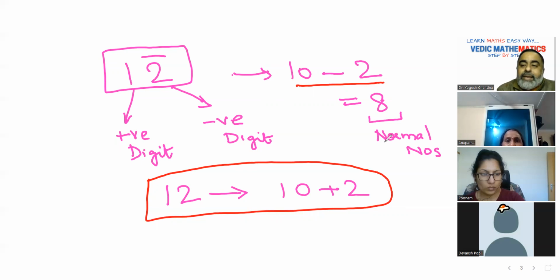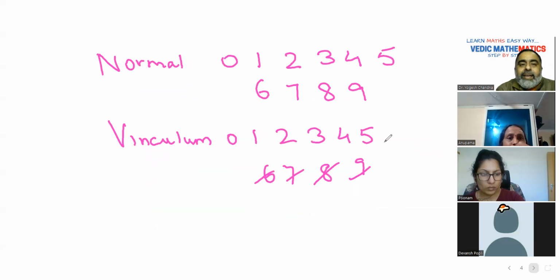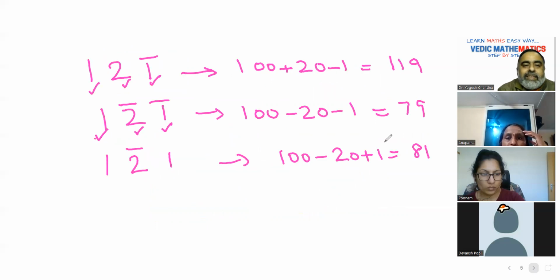Yes, sir. Now, so normal numbers, I told you all, and here we avoid. Now see 3 different numbers: 1, 2, 1 bar; 1, 2 bar, 1 bar; 1, 2 bar, 1 bar. All these 3 numbers have positive digits and also negative digits. Irrespective of how many positive, how many negative, that does not matter. The only thing is, it should have both. Correct? Okay.